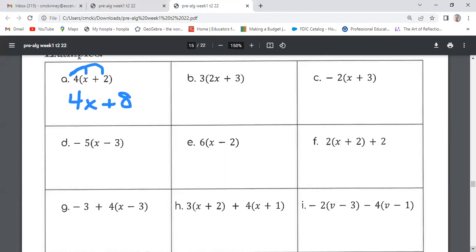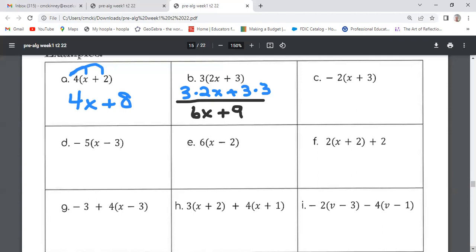So 3 times 2x. You might even see this written this way. Sometimes if someone's trying to show all the steps, this would be a thinking step though. I would think 3 times 2x, and what I would write down would be 6x. And then I would think 3 times 3, and I would write down 9. I don't usually write this step, and I don't expect you to write it. If it's helpful to you, you can write it, but it's not necessary.